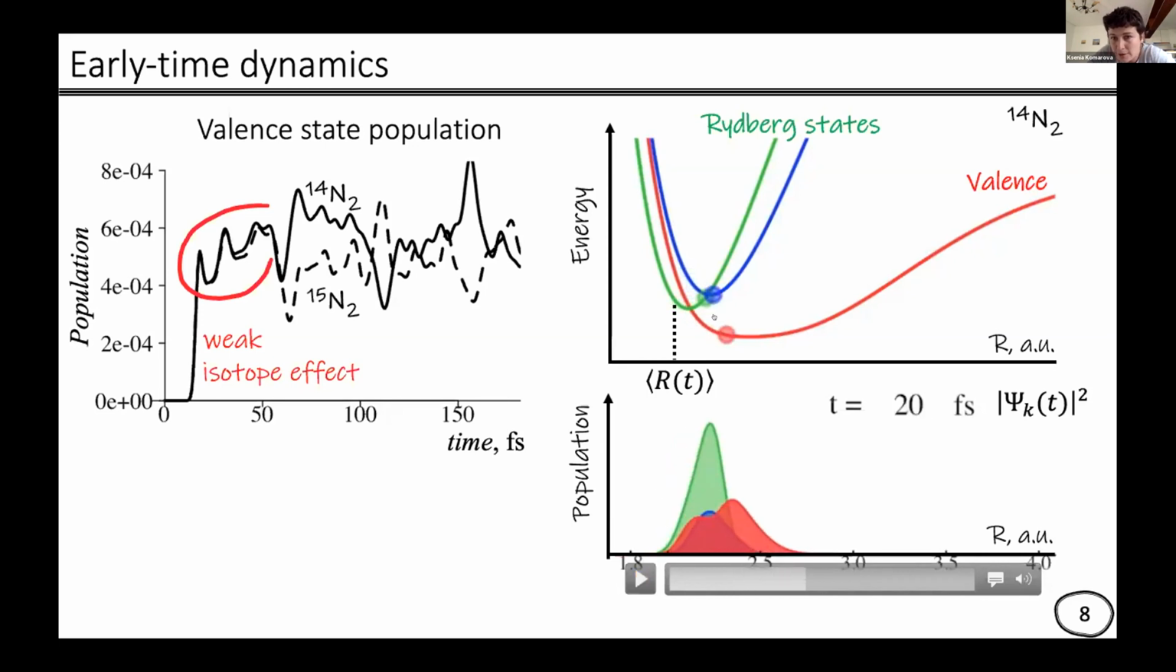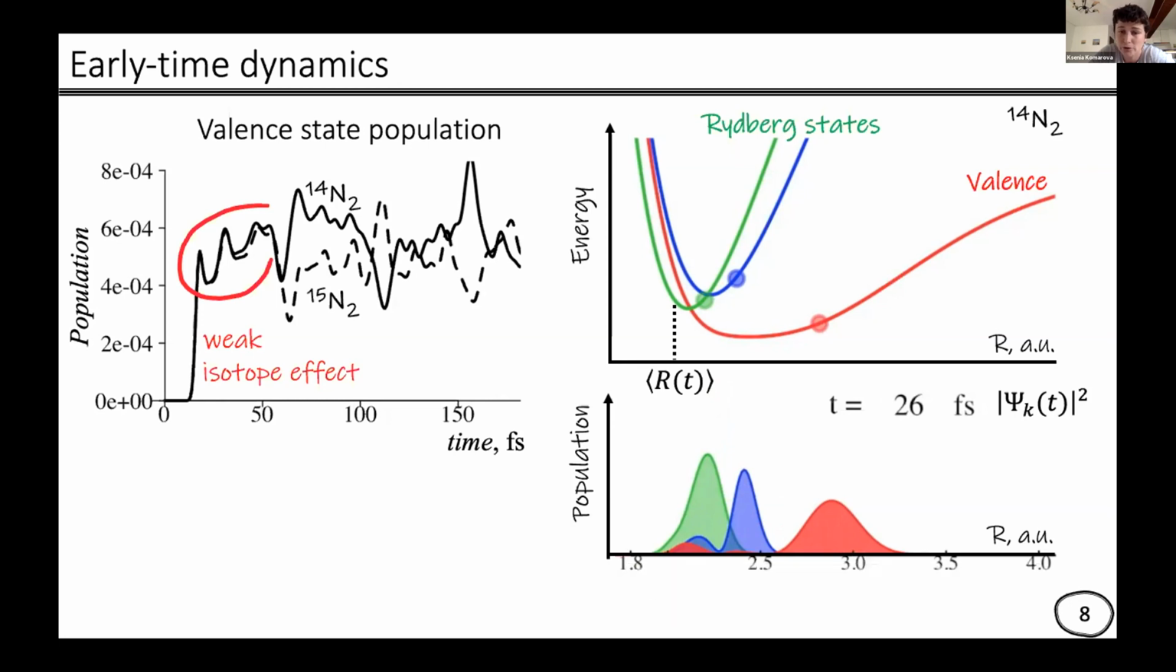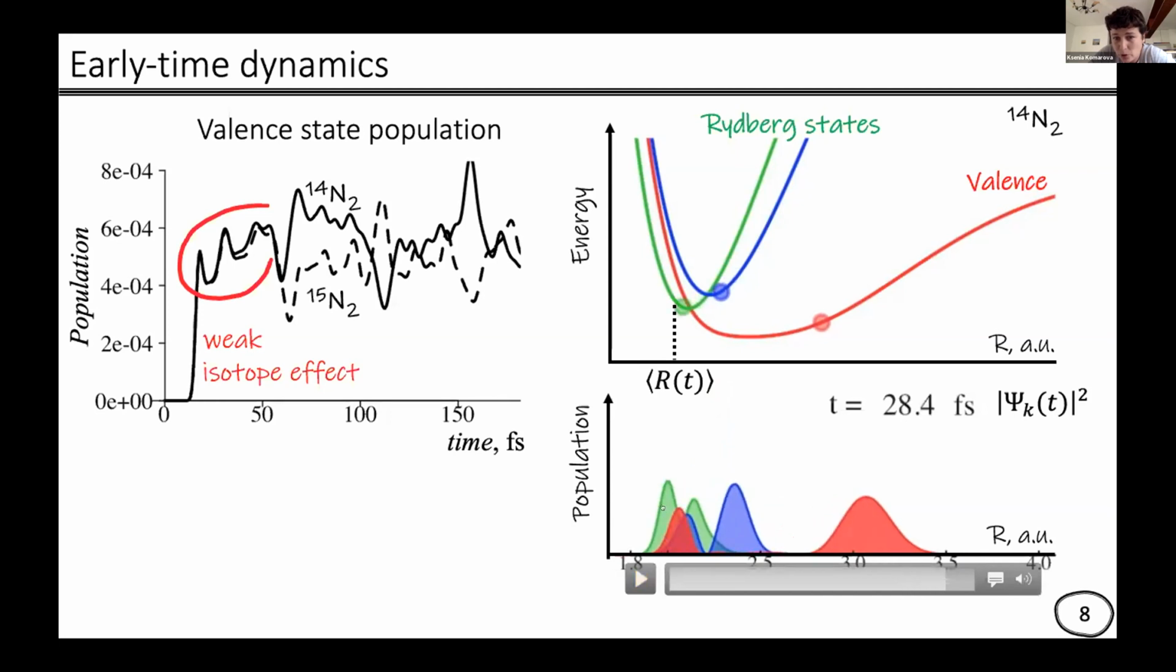Now the valence states start to go out. It goes pretty much further away. Now the green, the Rydberg state, is coming back to the coupling. One can judge where the coupling is due to the crossing, right? Where the diabatic curves cross, there is strong coupling. And what is important, we see here the newborn valence state population.